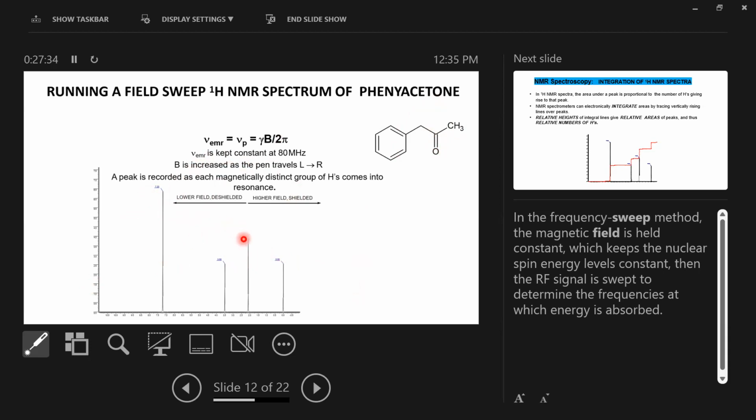So this one is at 2.1, 3.5, and 7.2. If you had to guess, where would you assign them? Benzene 7.2, well done, Judith. What would be the 3.5? Good. And that means the other one would have been 2.1. This proton right here.